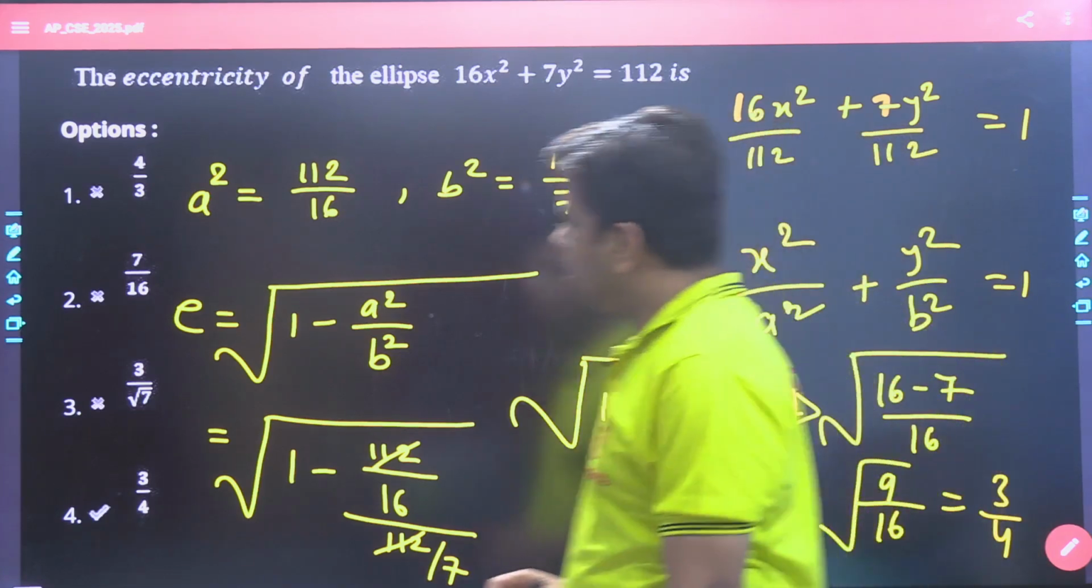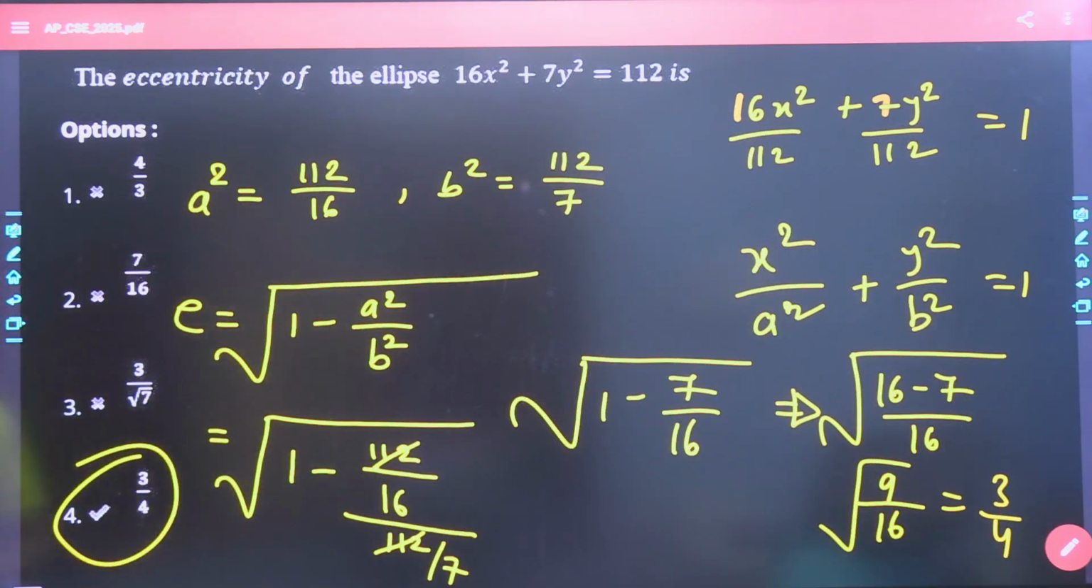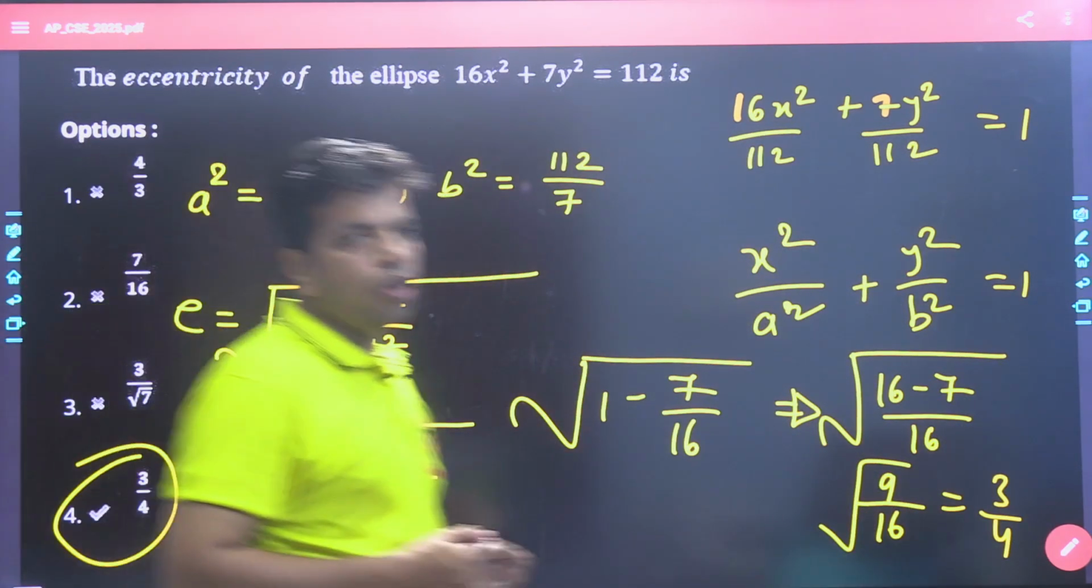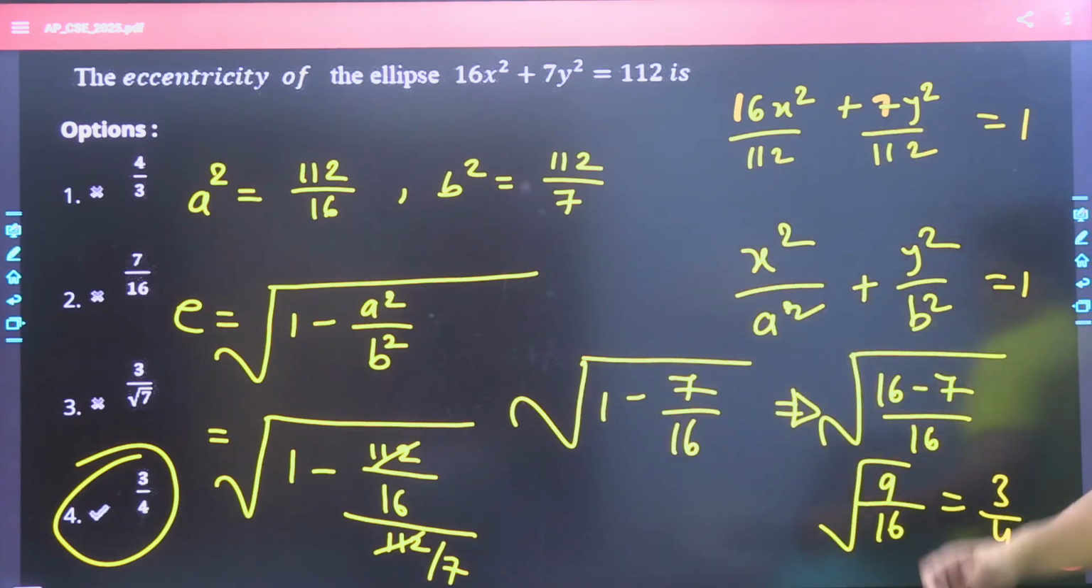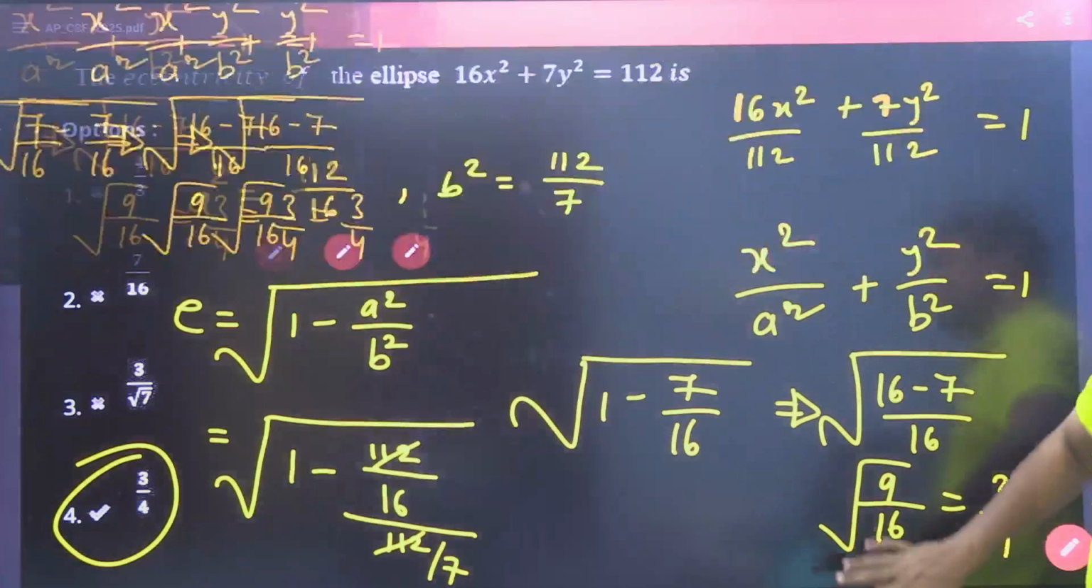3 by 4. You can go with the last answer. 3 by 4 is your answer. Got it? Let's move toward the next question.